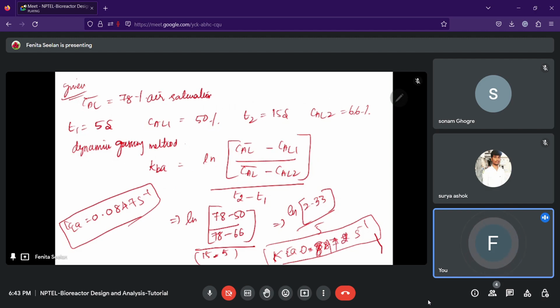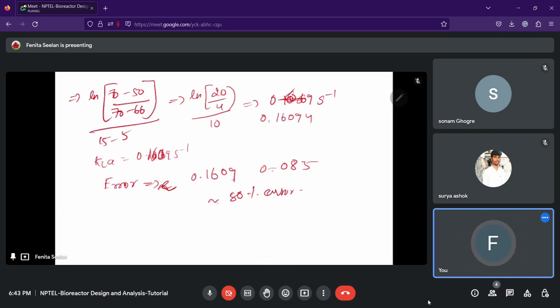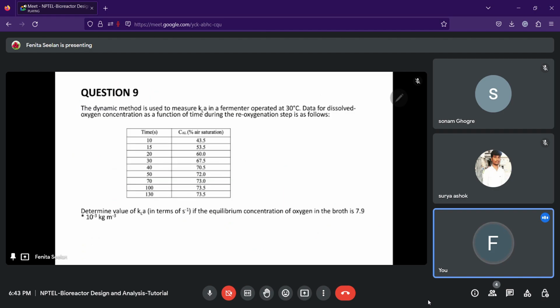So this value is 0.847. When we do the error, it would be, we'll solve this at the last.